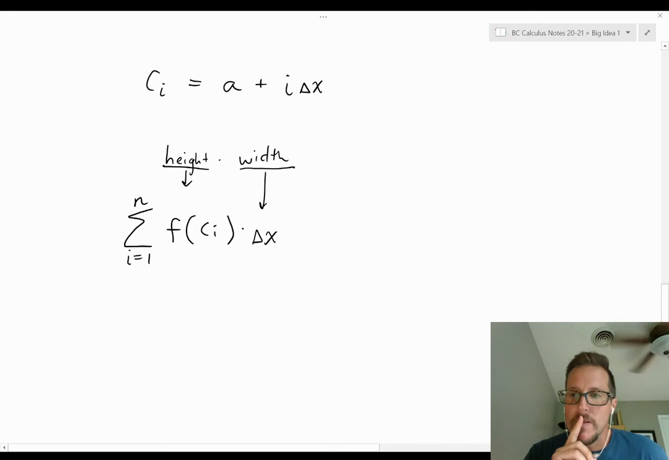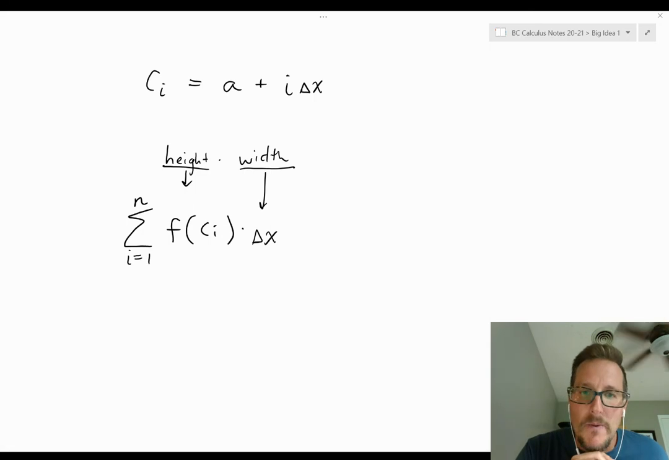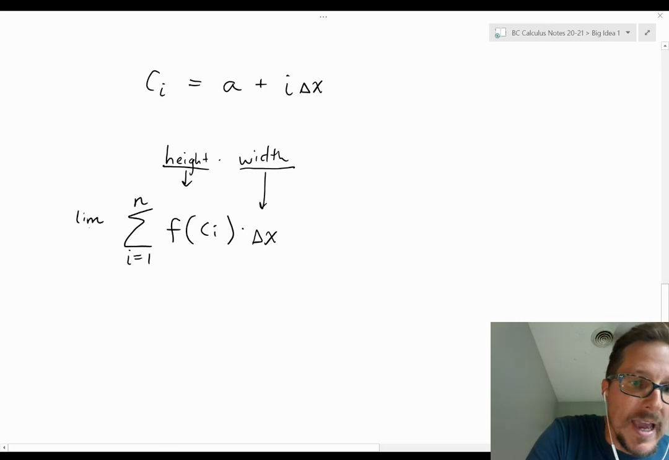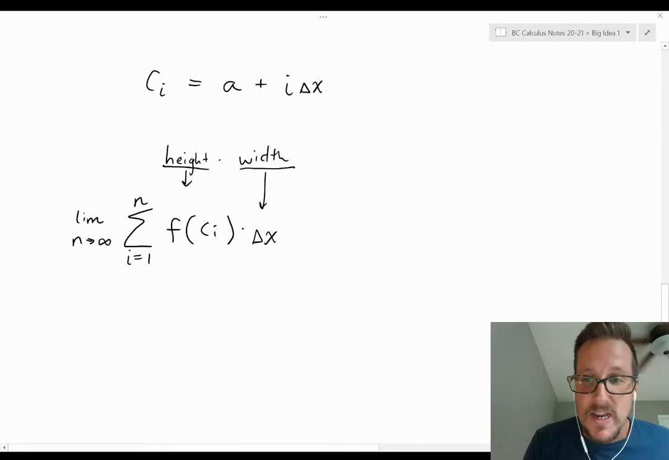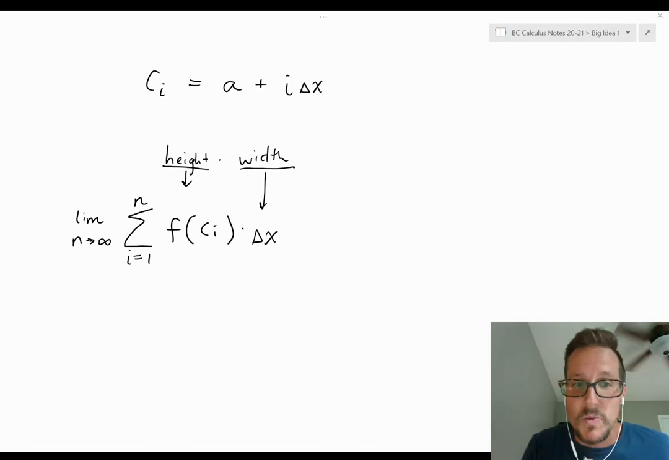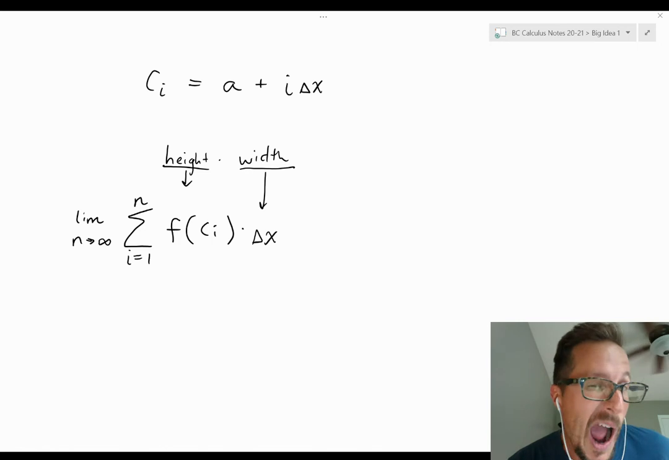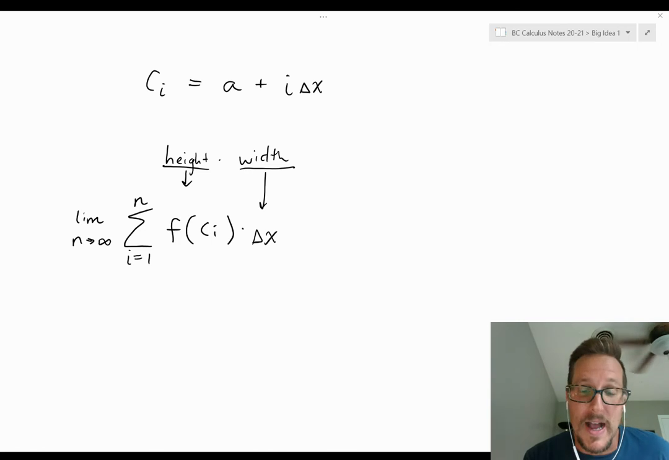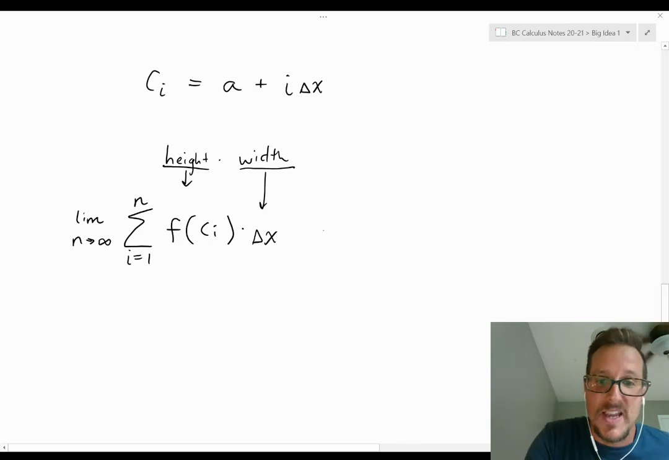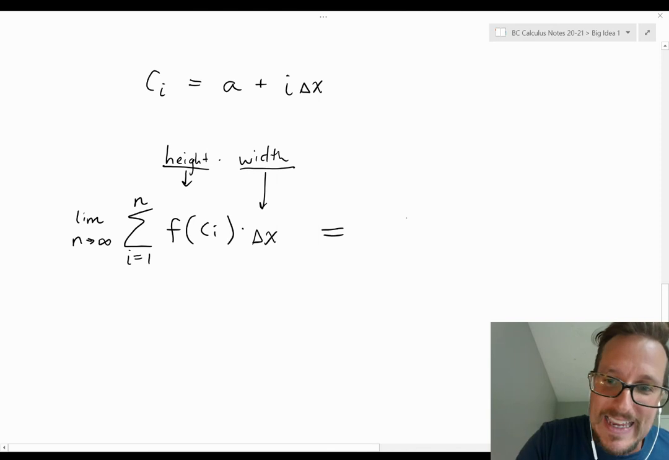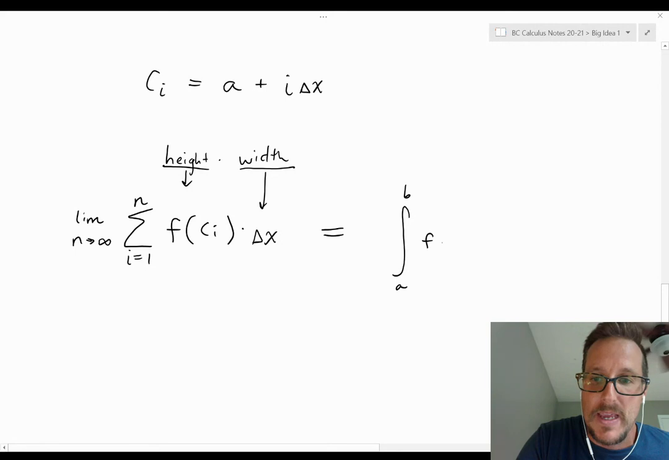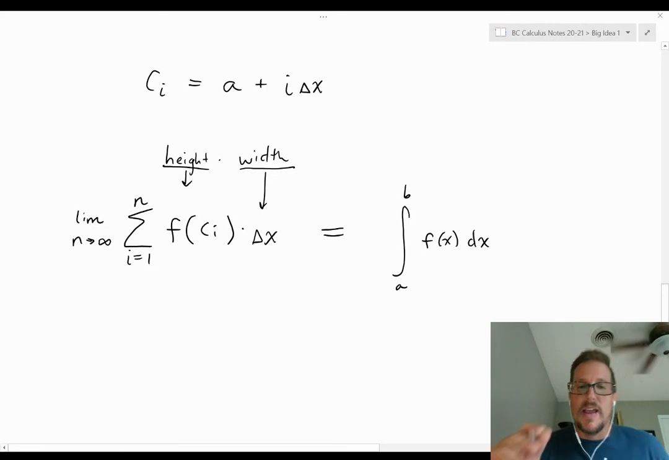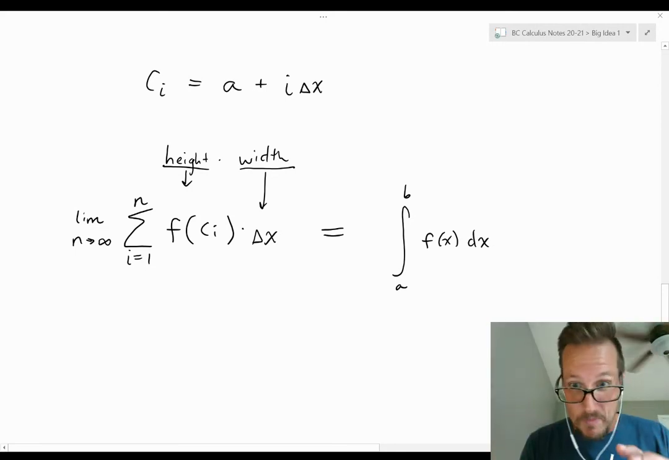Okay, now what? Oh, what did we want to make n do, by the way? We wanted to make n go to infinity. And the only way to do that is with a limit. So we want the limit as n goes to infinity of the sum from i equals 1 to n of the product, get it, of f of c sub i times delta x. And that, ladies and gentlemen, is the limit definition of the definite integral from a to b of f of x dx. And that is a life-shattering moment.